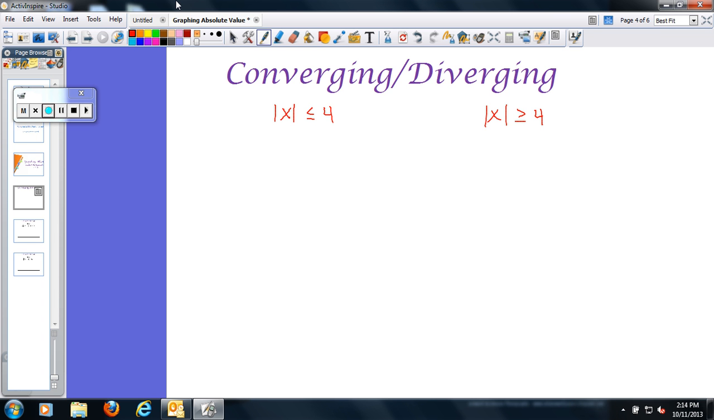The answers will be coming together. They will be in between two different numbers. There will be a low number and a high number, and all of our answers will be somewhere in between. Diverging, however, is the exact opposite. It's going away from each other. They're separating. So when you think of the graph of an absolute value inequality that's diverging, the answers will be going away from each other.